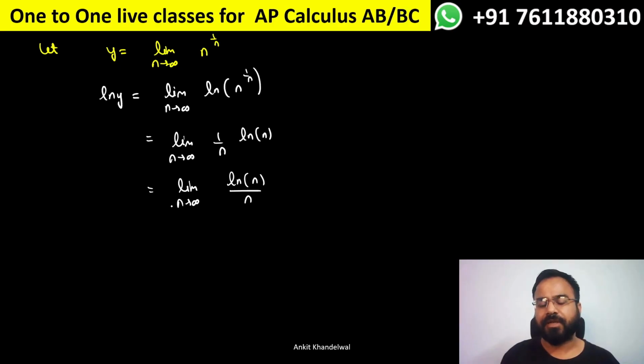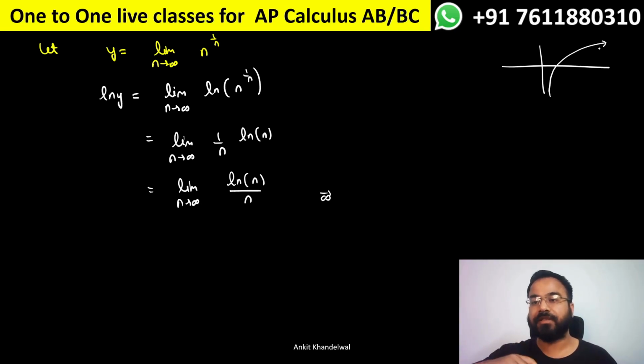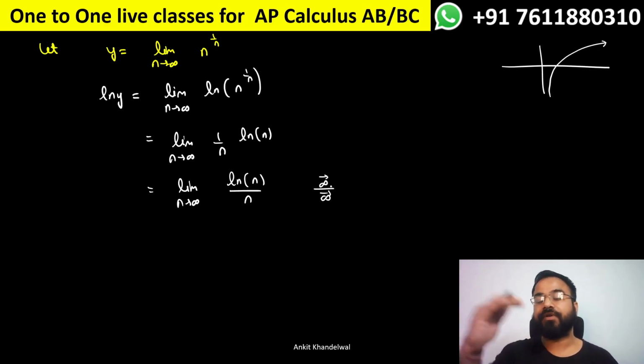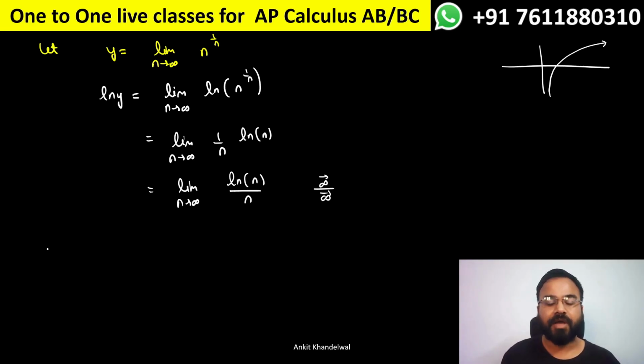Now if you put the limit n goes to infinity, the denominator is going toward infinity. What about the numerator? If you look at the graph of ln x, it's like this. So when n is going toward infinity, the value of ln n is also going towards infinity. So it is infinity upon infinity. So I am going to apply the L'Hopital rule. According to the L'Hopital rule, we have to differentiate the numerator and differentiate the denominator.